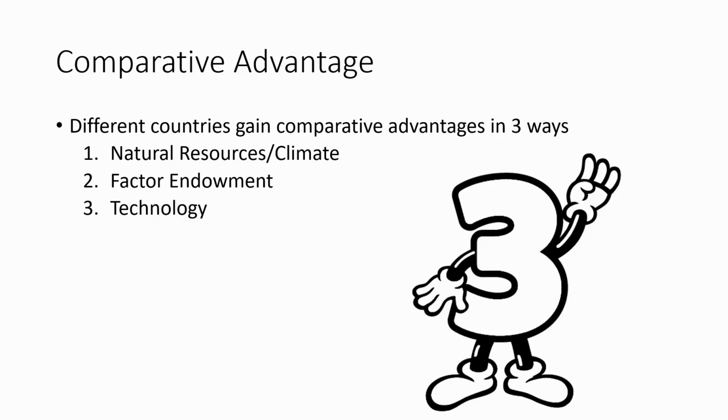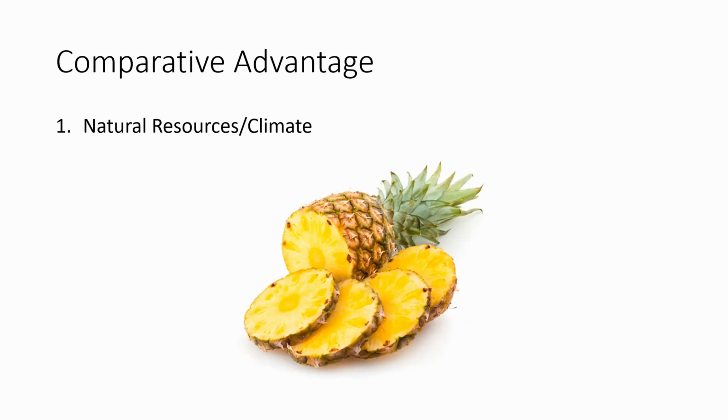So in this video, we're going to talk about why different countries are going to have different comparative advantages, and there's three main factors: natural resources and climate, factor endowment, and technology. So we'll start with natural resources and climate.